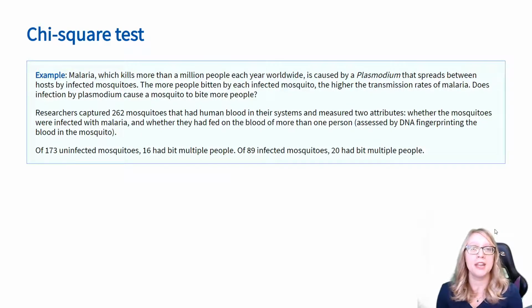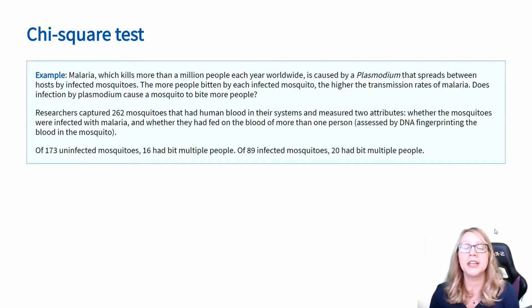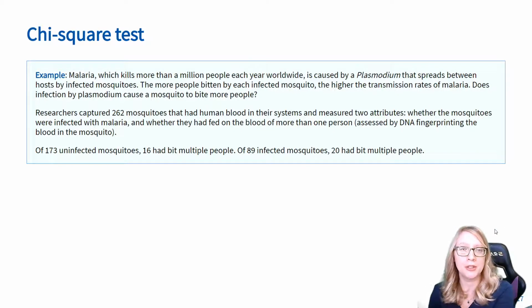Now let's take a look at another example. So malaria kills more than 1 million people worldwide and is spread by a mosquito. So this is caused by a virus that spreads between hosts by infected mosquitoes. So if a mosquito bites someone with malaria, picks up the virus, and goes and bites someone else to spread it. The more people that are bitten by each infected mosquito, the higher the transmission rates.